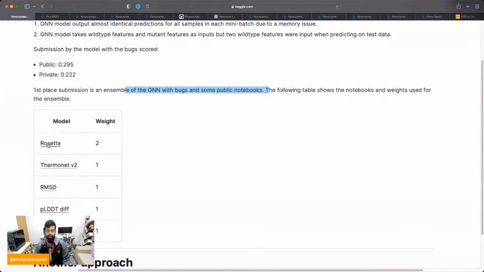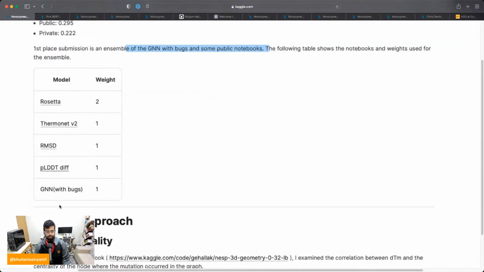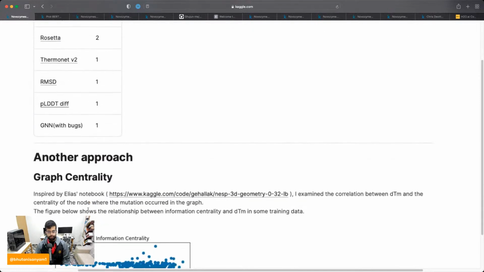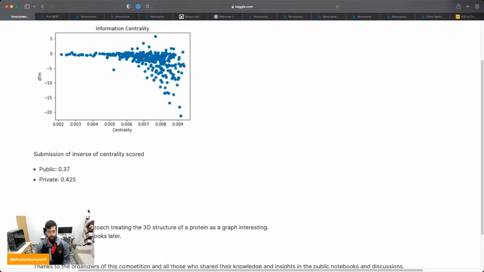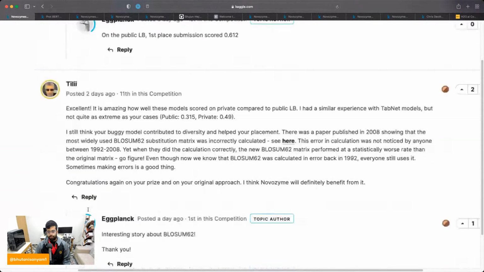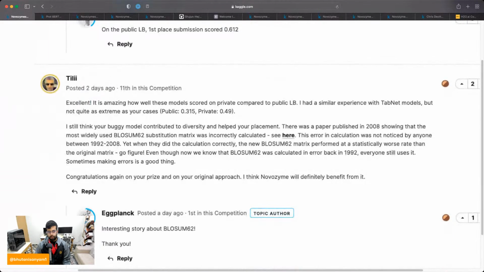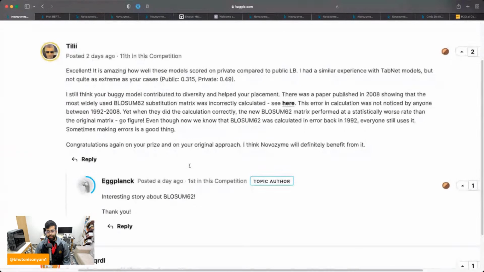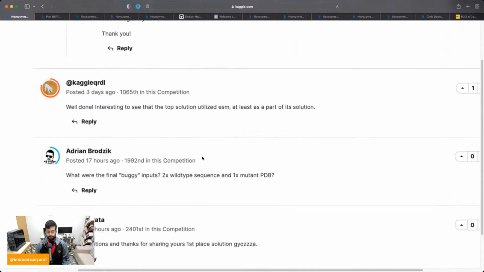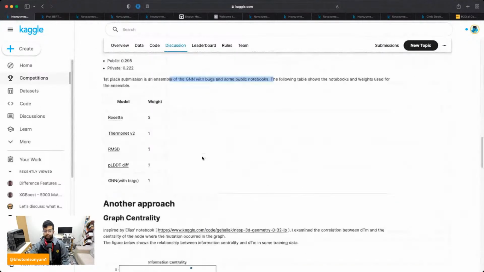I had mentioned Rosetta, and these are again different notebooks that are coming into the picture. Thermonet was an approach shared. PLDDT was also an approach shared. So again, that's why I wanted to highlight those earlier. But he shares the weights and how these were combined here. I'm skipping graph centrality because that wasn't quite relevant. Tilly had shared some extra insights here, so it might be worth reading through the comments. But that's it for the winning solution of this competition.